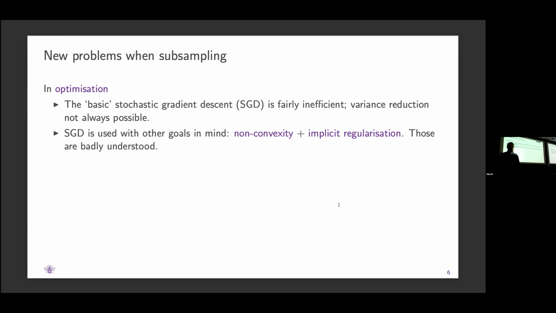Okay, so the question obviously is, can we do better? Can we understand what happens when I use stochastic optimization to regularize my problem? And also, can I get more efficient algorithms, maybe without using variance reduction techniques?